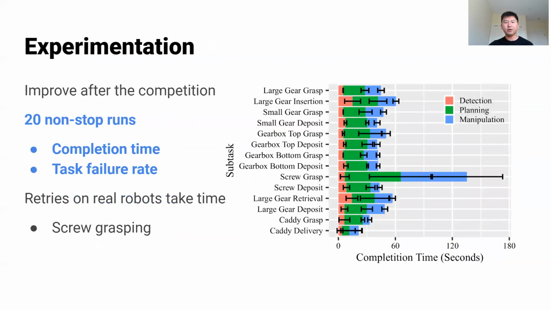After the integration, we kept improving our code base to make it more robust. Then we evaluated our system by having 20 top runs. We measure the completion time and the task failure rate. The time is broken down into detection, planning, and manipulation. Most of them are done under 60 seconds, but the screw grasping is special because the motion planning has to avoid the bin. Here, the robot has a higher number of retries, and the retries on a real robot take time.